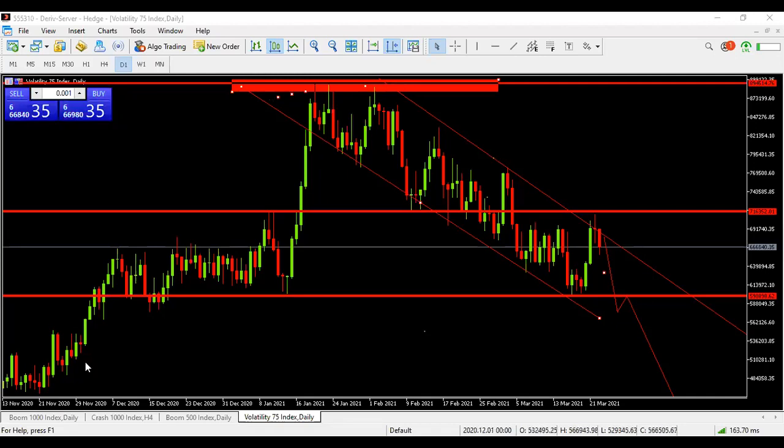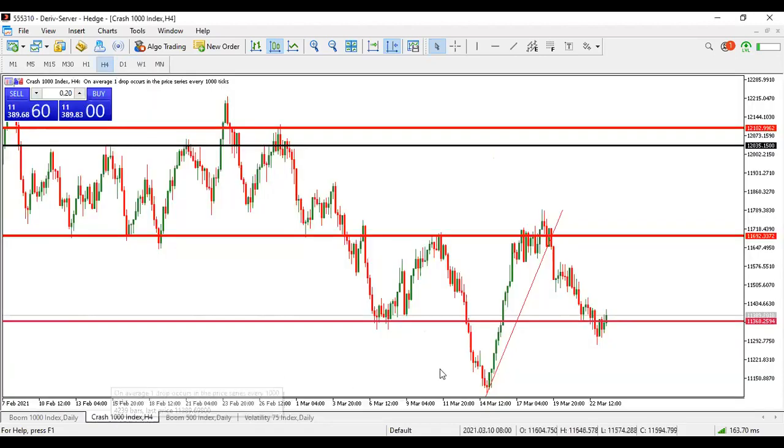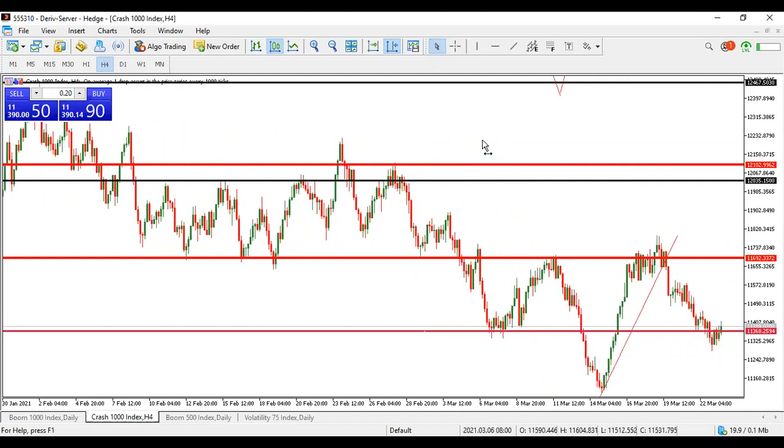If you look at Boom and Crash, let me show you something. This is Crash 1000. Can you see? Look at where I placed it. Yesterday, I posted on our group that we should be expecting a sell. I don't know how many of you saw that message on the group chat. I was telling you guys to expect a sell, that something is going to happen, because I saw that this place was a turning point.